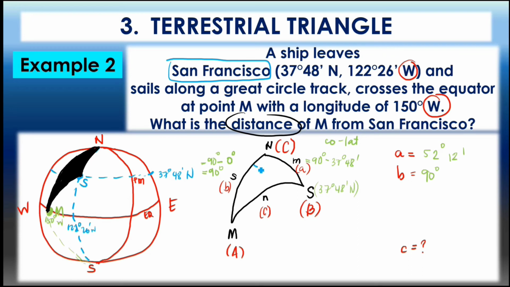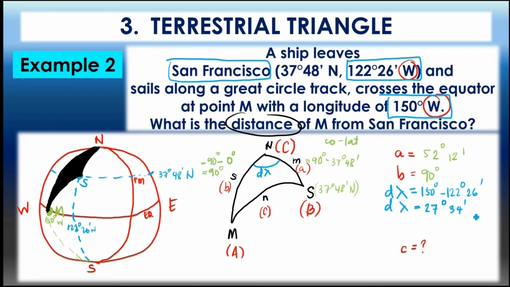Next, for the big C, same as a while ago, we can use the longitudes that we have from the problem. This is the difference in longitude. We're going to get the difference between the two. Since both longitudes are on the west, we have to subtract the smaller from the bigger. So we have 150 degrees minus 122 degrees and 26 minutes. Then just use your calculator in degree, minute, and second format. So we have 27 degrees, 34 minutes, and this measure is actually the big C.